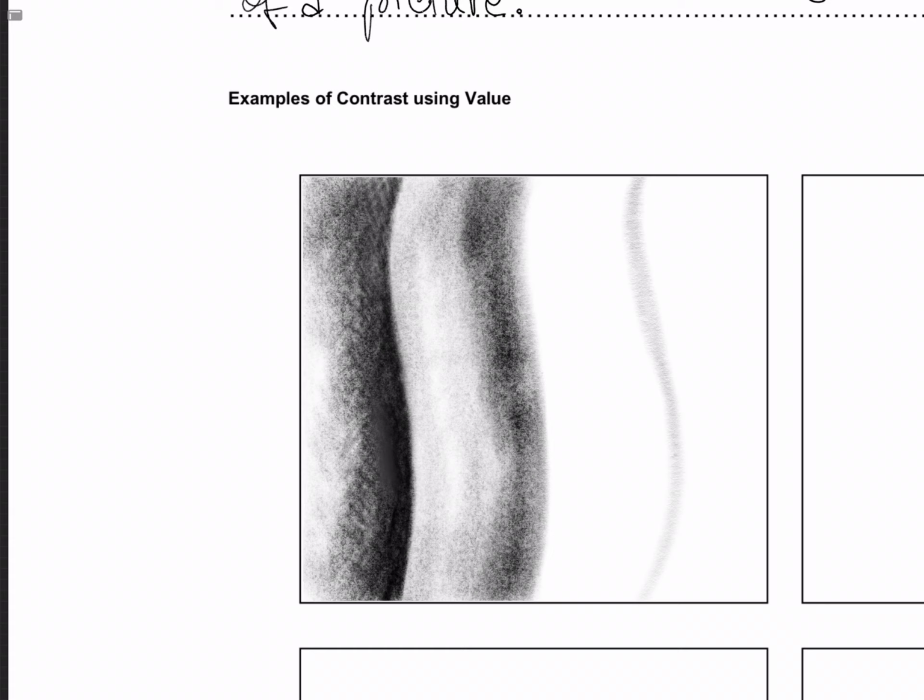I'm gonna blend a little bit. So we're going to create contrast by focusing on value and not the outline of things. So this edge right here between this first section and the next is defined by the value contrast. Okay.